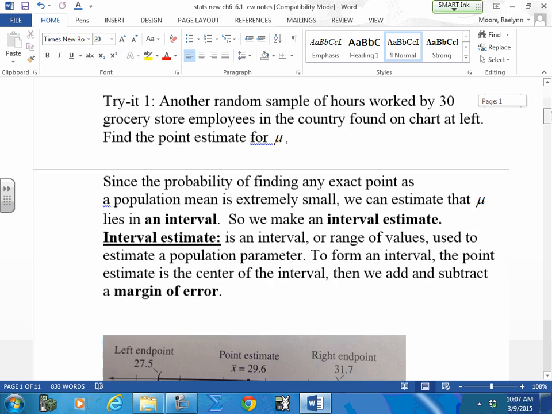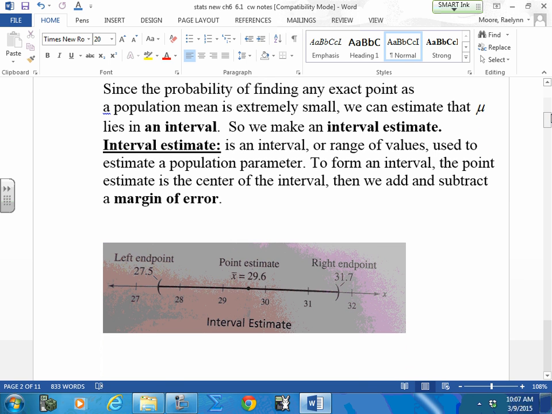Now, since your probability of finding your exact mean based on your sample is very rare, we're going to make an interval. In order to make an interval, we're going to put your point estimate right in the middle. And we're going to give a plus something and a minus something to both sides. This in here is your margin of error.